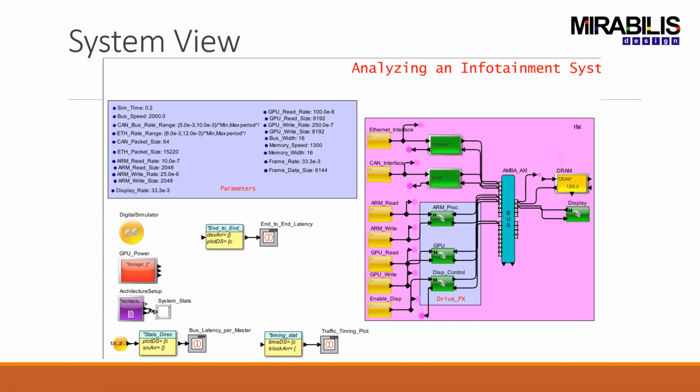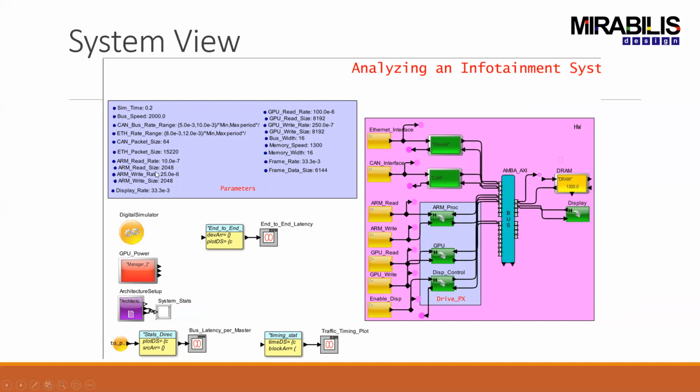So what is that really? You notice here I've got my Ethernet, CAN, ARM, GPU, and display. But what's important is the variety of parameters that I can tweak to do trade-offs. For example, what is the rate at which the data is arriving from CAN Ethernet? What is the data size?